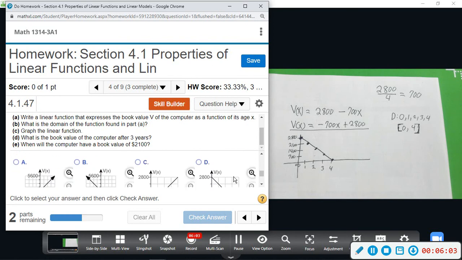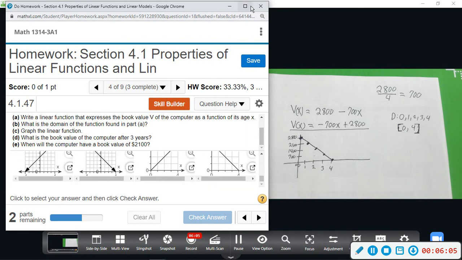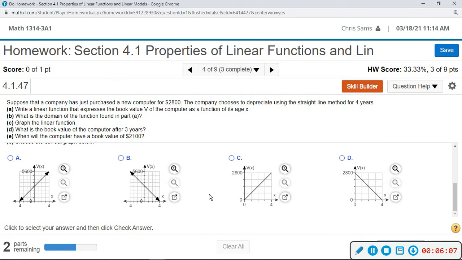And it's hard to get all of these in view. Let me see if I can make this full screen and get a better view. Okay, so we don't want an arrow that continues. That means this goes on to infinity. We want it to stop. It starts at 2,800, goes down. So this is the option we want, because in a real world scenario, this computer is not going to have value negative years before it was created and have a higher value, and this is increasing. So this is not what we want as well. So D is going to be the best option here.